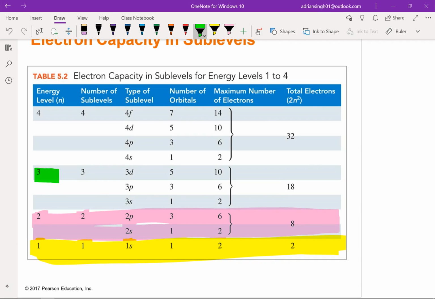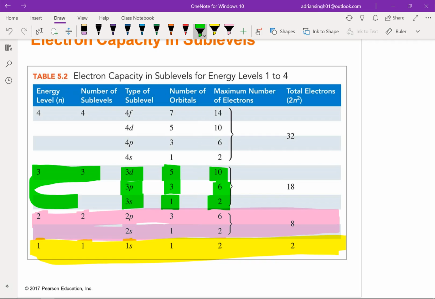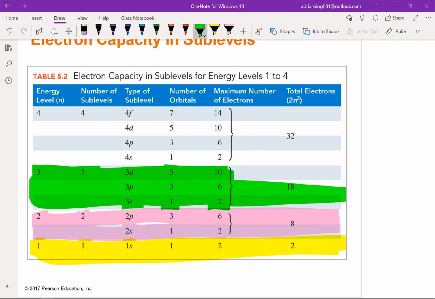For n equals 3, that tells us we're going to have 3 sublevels: the 3s, the 3p, and the 3d. The 3s, as all the other s sublevels, can only have 1 orbital with 2 electrons. The p sublevel can have 3 p orbitals. 3 times 2 would give 6 electrons. And then the d sublevel can have 5 orbitals. 5 times 2 would give a total of 10. So in the third energy level, we take all of these electrons, 10 plus 6 plus 2. That third energy level can accommodate a total of 18 electrons.